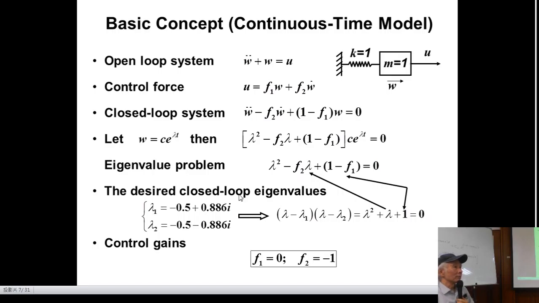Any questions? This is the simplest way to do it. That means I want to change my system so that I have damping. For example, originally, this system has no damping. This system, no damping. But when we give this U, then your closed loop system now has a damping. This comes from 0.5, minus 0.5. Okay.